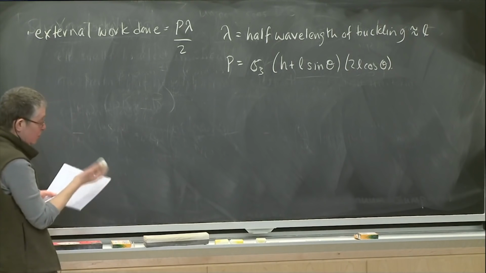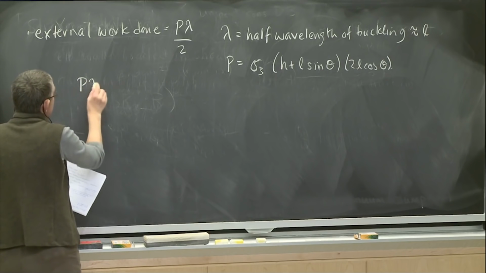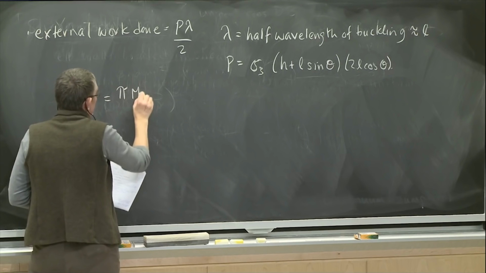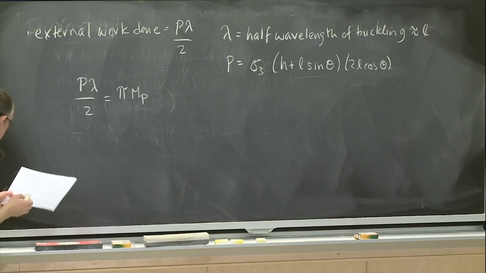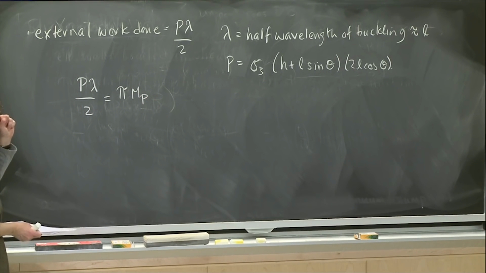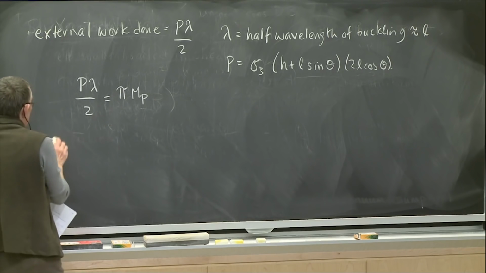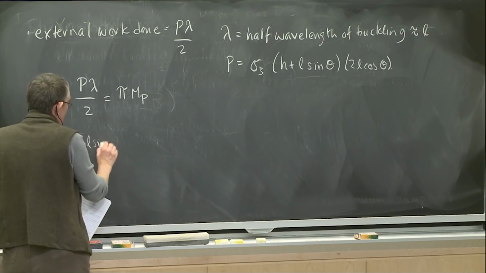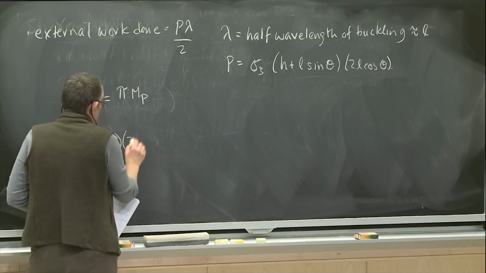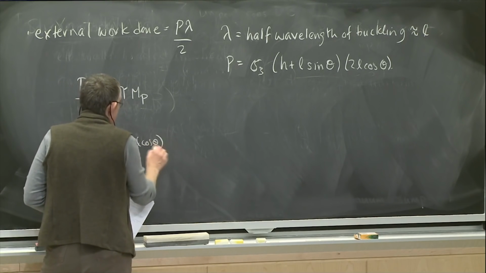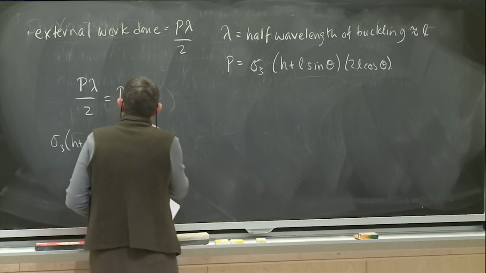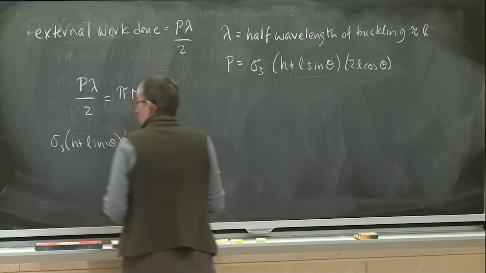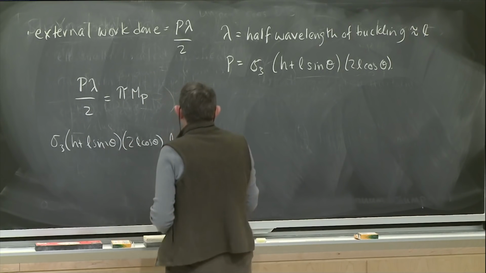And so if I equate the internal work and the external work, I can say P times lambda over 2 is equal to pi times my plastic moment. And then for P, I can write sigma 3 times (h plus L sine theta) times 2L cos theta. And then lambda is L divided by 2. It's equal to pi, and then I've got my plastic moment over there.